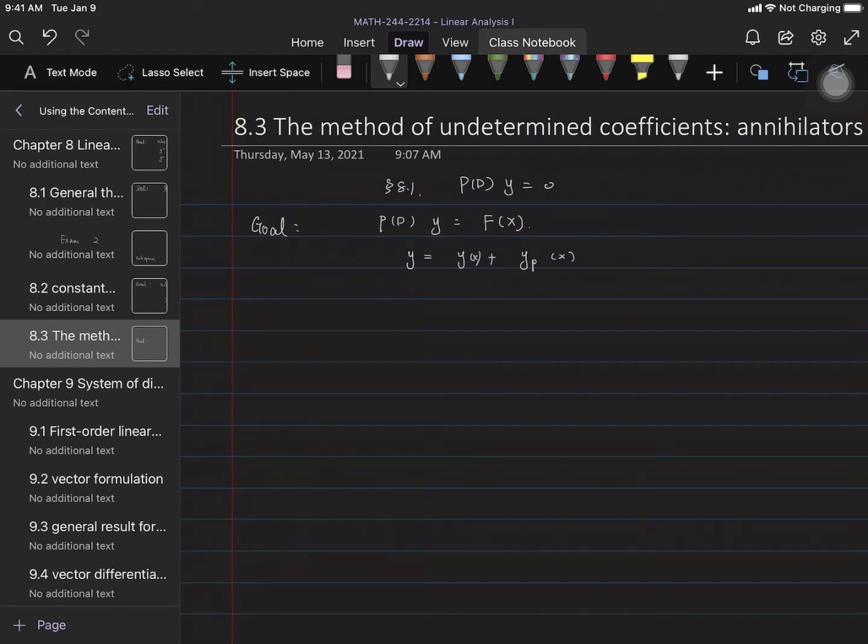This is the general solution to the homogeneous differential equation, P(D)y = 0, and this is called a particular solution because we add a small p there. This is the theorem in section 8.2. So today we are going to use this solution to find the solution to the non-homogeneous equation. Let's take a look at example 1.